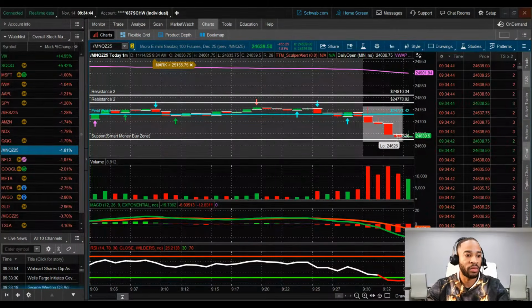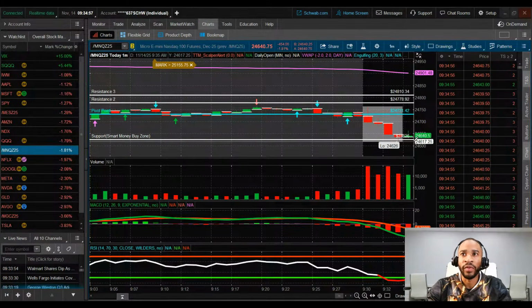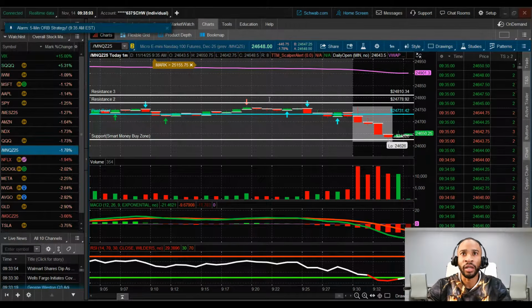Let's go. All right, fam. So I'm thinking about getting back in if we create a new intraday low. We're still holding $24,626. If we break below that level, I'm going to size up for some additional contracts. I'm currently flat on all of my positions at the moment. I'm not holding anything.